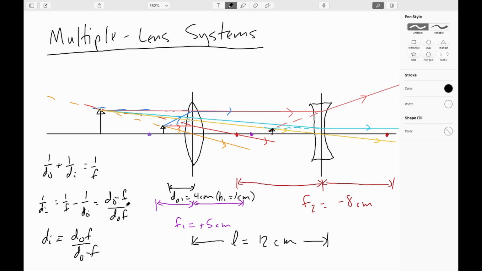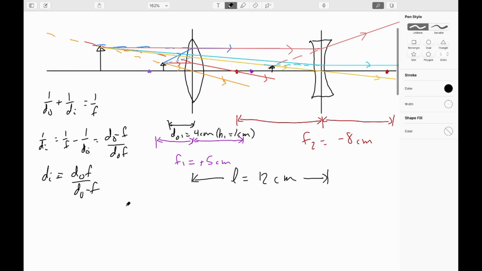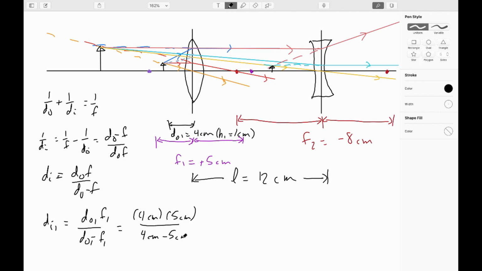So in the case of our first lens here, we can say that di1 will be equal to do1 f1 over do1 minus f1. do1 we said was 4 centimeters, f1 is 5 centimeters, over 4 centimeters minus 5 centimeters. So this intermediate image is located at negative 20 centimeters.